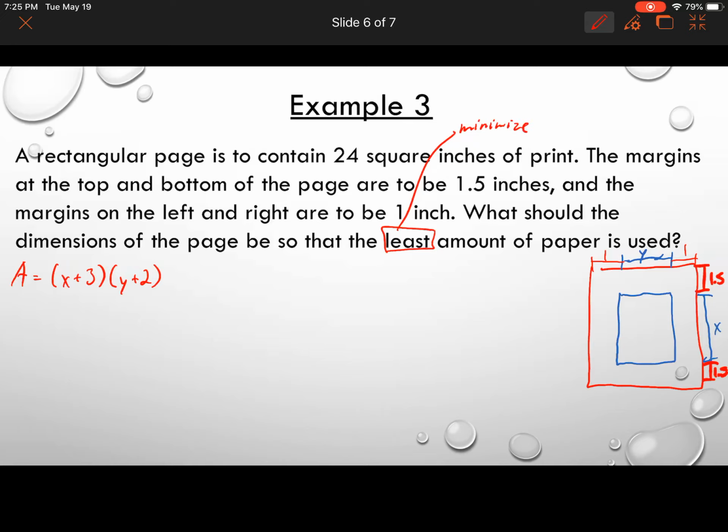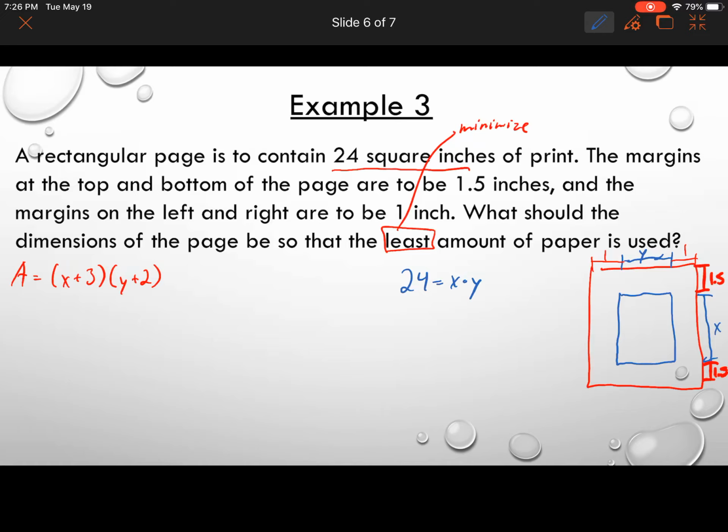So what's our second equation? Because remember, we don't want to take the derivative of this function until it is in terms of just one variable. Well, we're also told that the print is 24 square inches, right? The print, so just the blue part of the paper, is 24 square inches. So just the area of that rectangle is 24. So the area of that rectangle is x times y, right? Because the print part, according to our diagram, the length is x and the width is y.